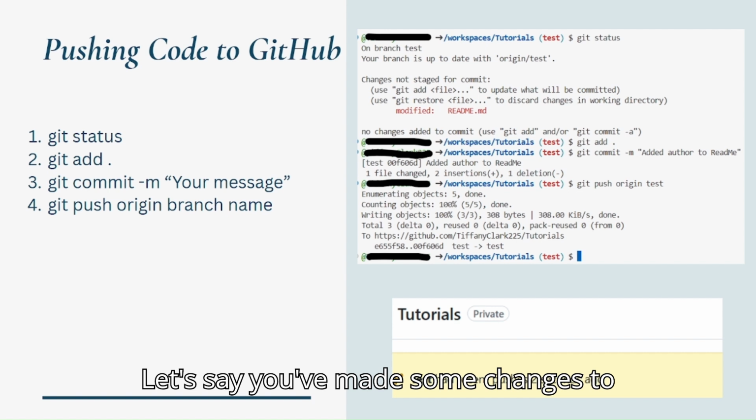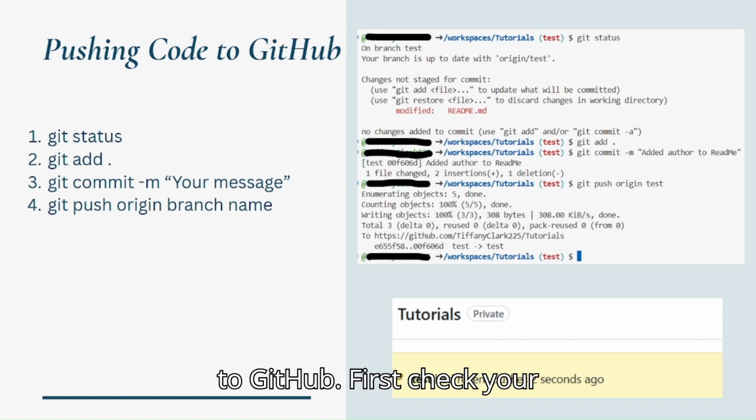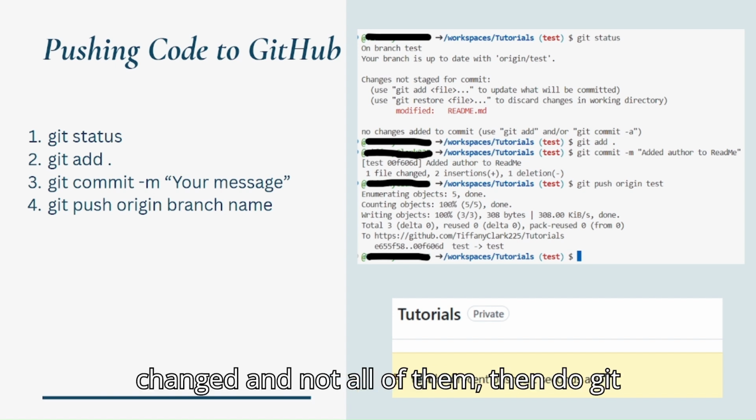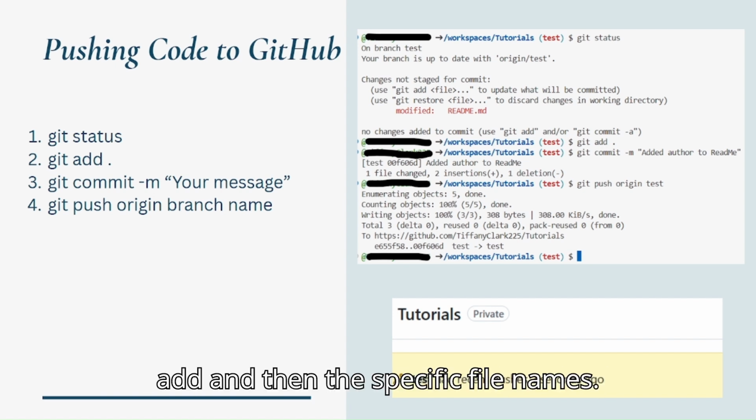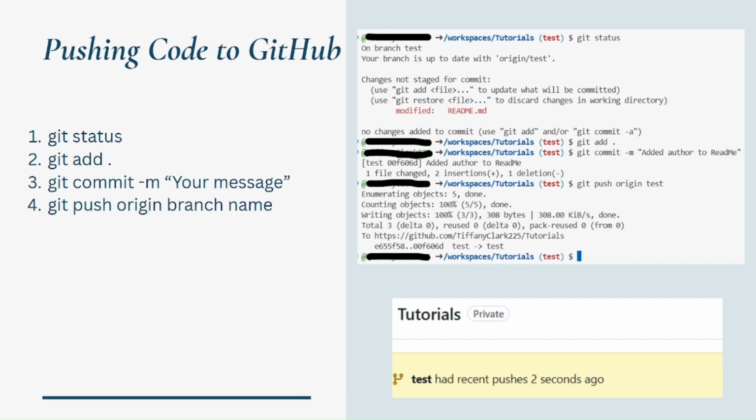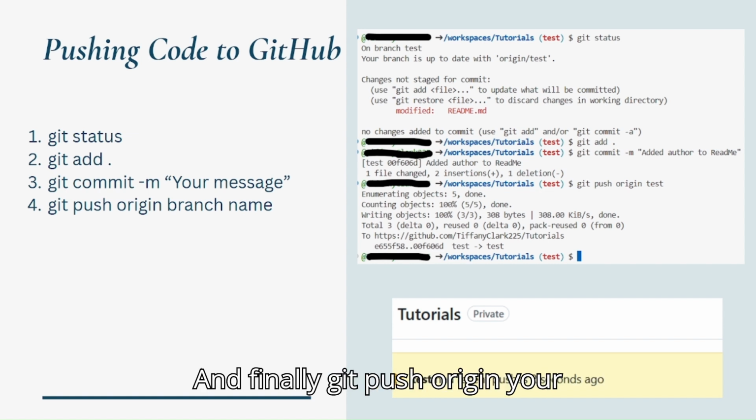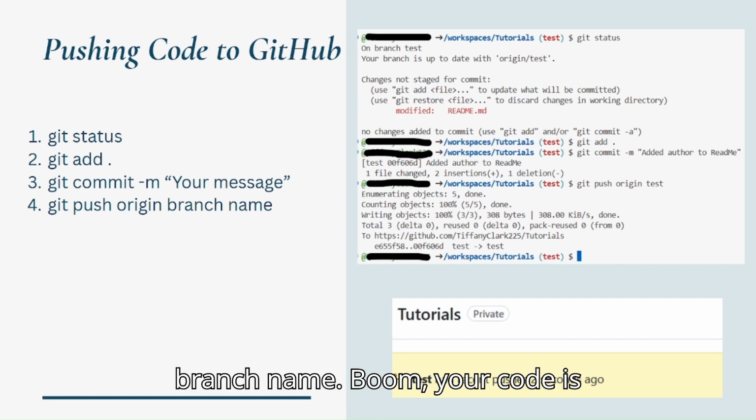Let's say you've made some changes to your code and you're ready to upload them to GitHub. First, check your status with git status. Then stage your changes with git add space period. If you only want to push a couple of the files that you changed and not all of them, then do git add and then the specific file names. Then you do git commit -m and then your message to save them, and finally git push origin your branch name. Boom, your code is live.